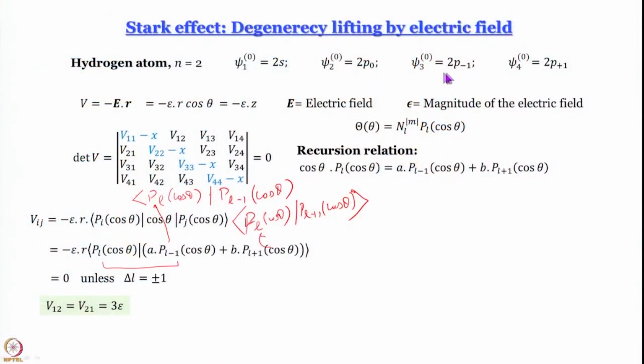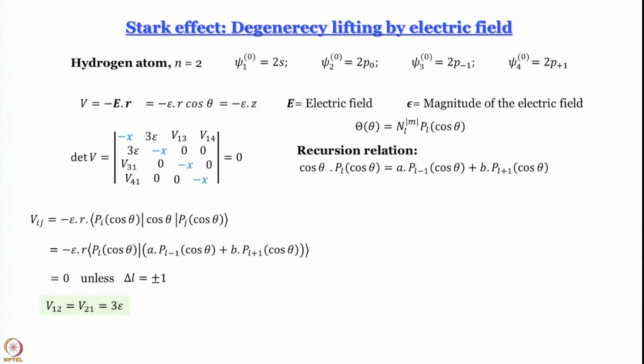What about V23? V23 means 2p0 and 2p minus 1, for both L is equal to 1. So, delta L is 0 again. Same with V24, V43, V42, V32. For all these delta L is equal to 0, so all these are equal to 0. I have already told you what V12 and V21 are, 3 epsilon, and I need to figure out what V13, V14, V31, V41 are. Well, I have put the cart before the horse and shown you the answer first. So, even these are equal to 0.